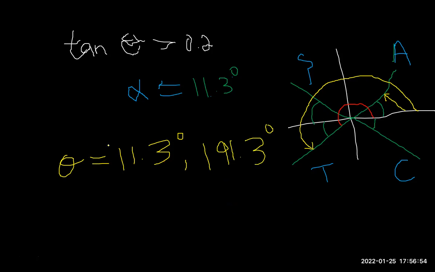So, all right, these are my two possible values of theta. When I sub it into this function, I would get 0.2. You could try it for yourself. Tan of 191.3, I get... tell me what you get. Anybody tell me what you get?